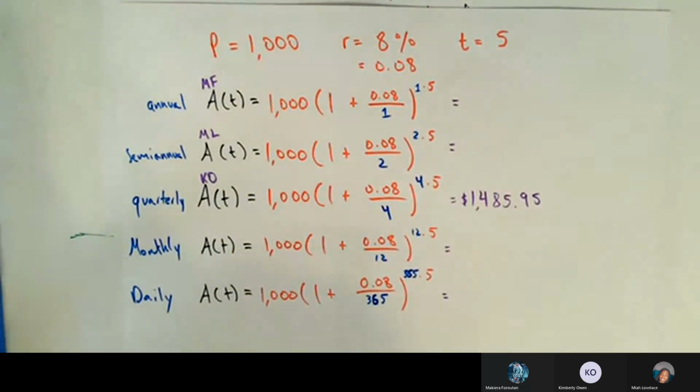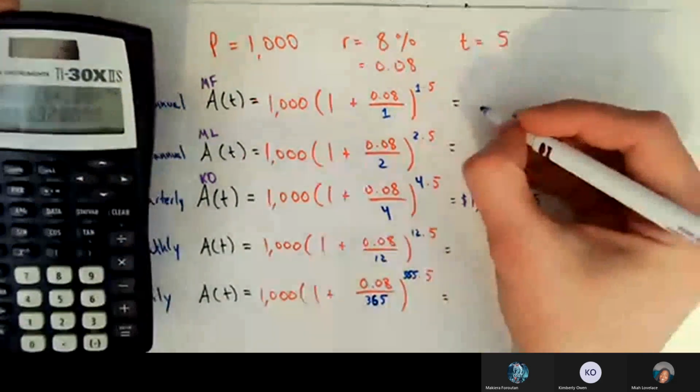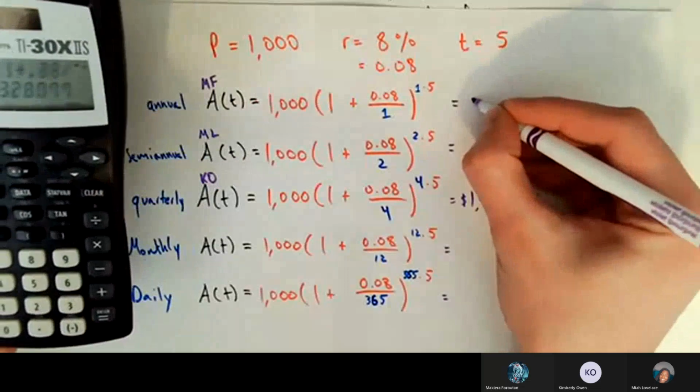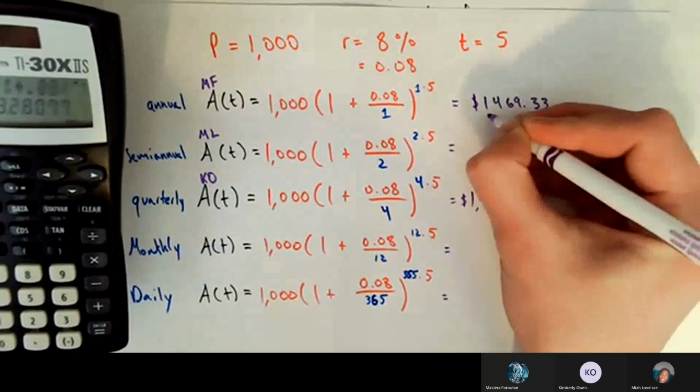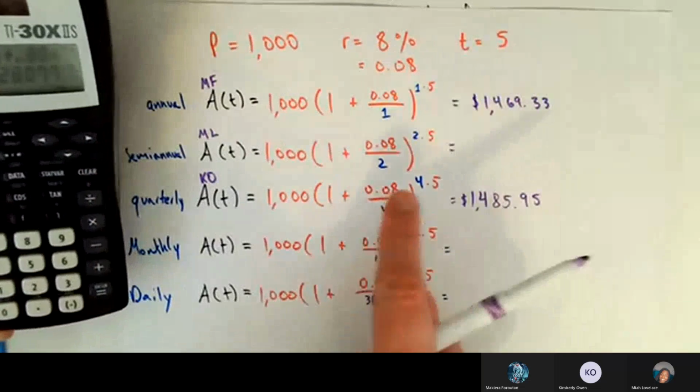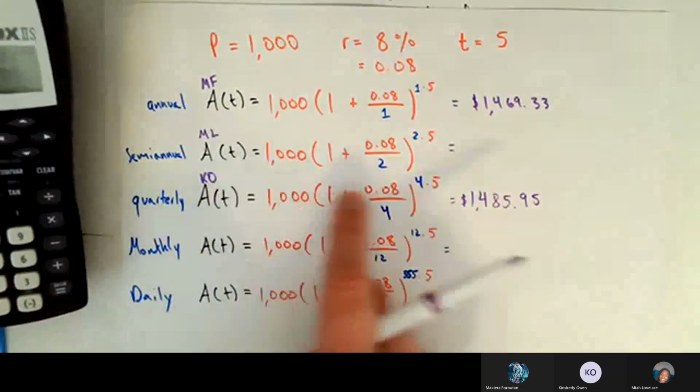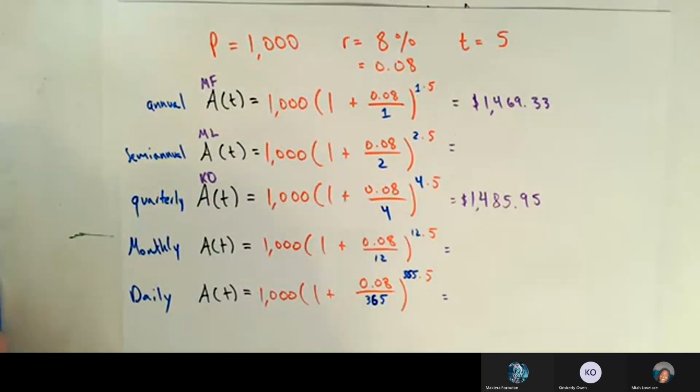Okay, I will calculate the first one then. And since I've already got it plugged into my calculator, all I have to do is scroll through and change those numbers. So I'm getting 1469.33. And Maya, how did it go for the second one, the semi-annual compounding?